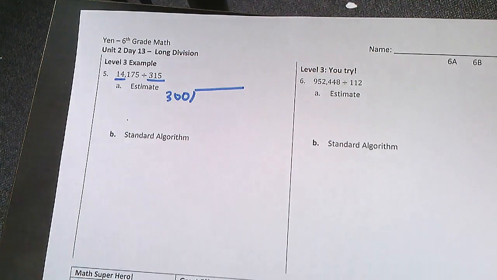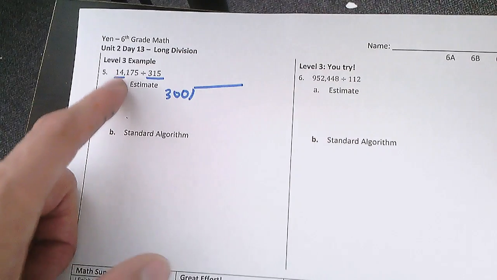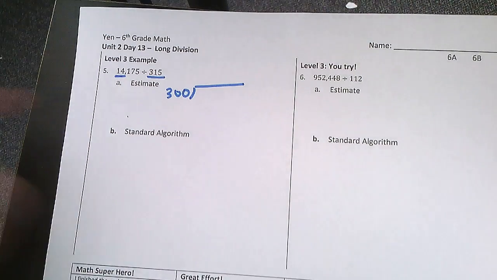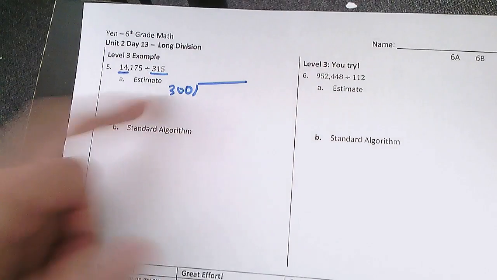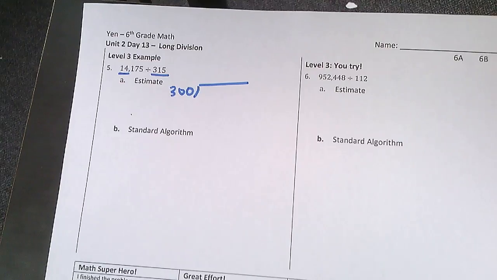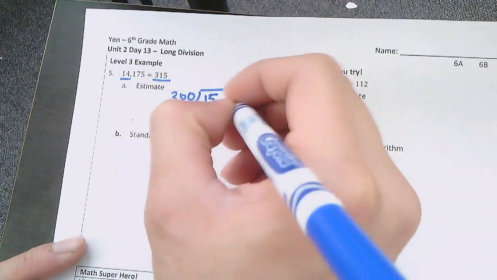Then let's look at these first two numbers. 14. 3 cannot go into 14, so I think, what can I round 14 to? That's a number that's close to 14 that can be divided by 3. Well, 3 times 4 is 12, and 3 times 5 is 15. 14 is a little bit closer to 15 than it is to 12. So let's round that to 15,000 instead of 14,000.